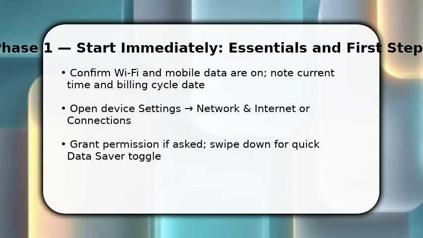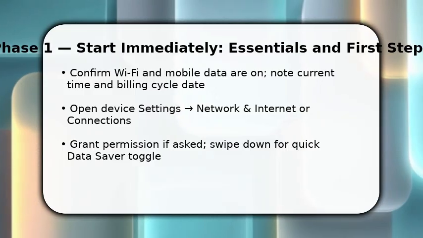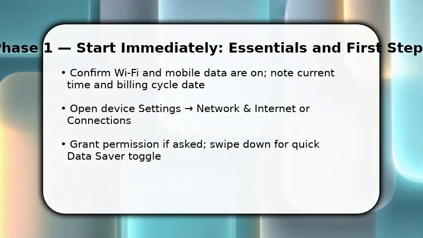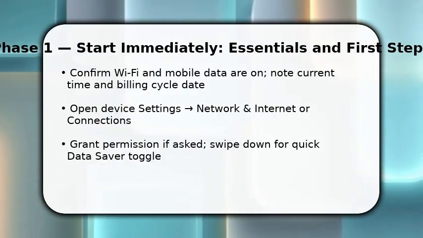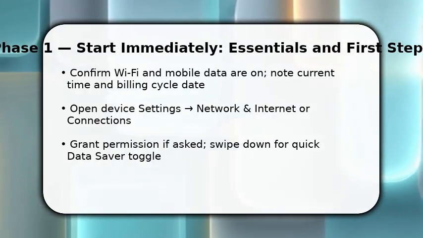You start by confirming the essentials. Wi-Fi or mobile data is active, and you know your billing cycle date. Open Settings, then Network and Internet or Connections. This is where usage lives.